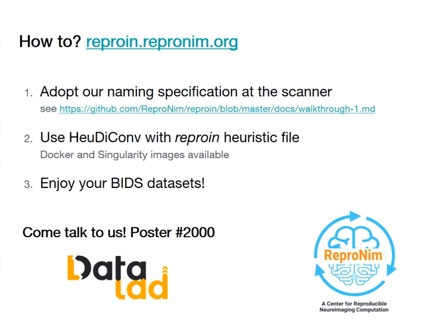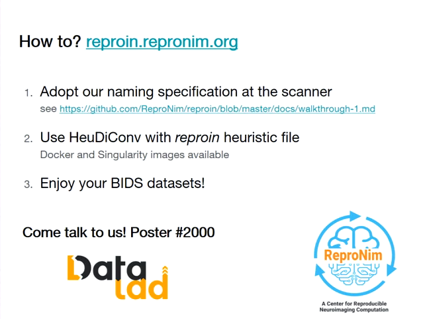So how can you all use this? Well, the first thing, you can go on our GitHub page, reproin.repronim.org. You can adopt our naming convention in your center. And we have a walkthrough document that allows you to check exactly what the necessary steps are. You can use HeuDiConv. HeuDiConv comes with this ReproIn heuristic file that will automatically convert them into BIDS, and we also provide some Docker and Singularity definition files so that you can use them easily. And that's all, actually. You can just then enjoy your BIDS datasets.